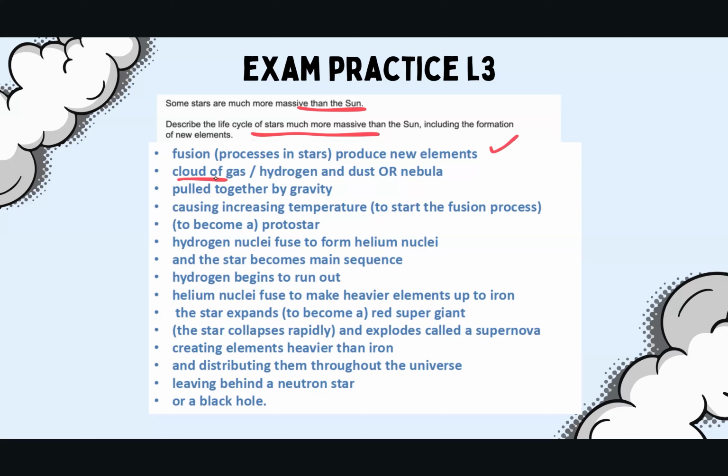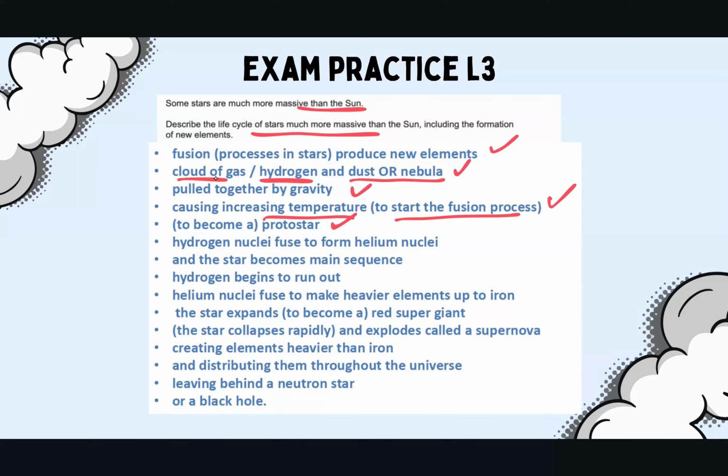So what we're saying is, describe the life cycle of stars much more massive than the sun. Initially there would have been a cloud of gas, hydrogen, or dust, or nebula. They all got pulled together due to gravity. This is what I was showing initially. Now that causes an increase in temperature, and that starts the fusion process. So this is what I went through in that first slide, and that's what we call a protostar.